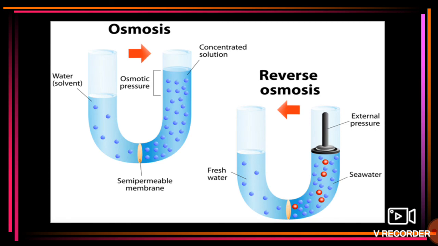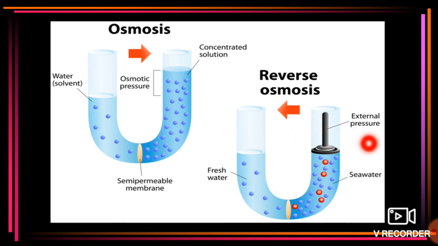So salt molecules remain on this side and water molecules pass through the membrane. See here in another diagram, this is simple osmosis. Water molecules pass through the semi-permeable membrane, and here the osmotic pressure leads to a rise in the column. Now you see that it allows only water molecules to pass through, but if you apply pressure, what will happen? The fresh water on this side will change, so it is coming back.